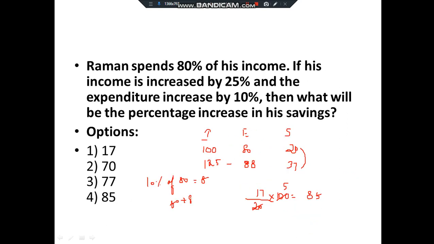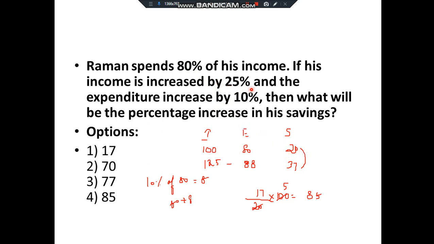Raman spends 80% of his income. If his income is increased by 25% and the expenditure increased by 10%, then what will be the percentage increase in his savings? So we have to find by how much percentage the savings has increased. We know income, expenditure, savings, okay? So just write it down. Initially, let us consider the income to be 100% and he spends 80%. So obviously, his savings would be 100 minus 80, 20, right? Write it down. Now, it is increased.